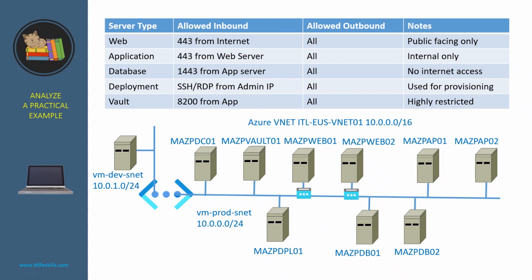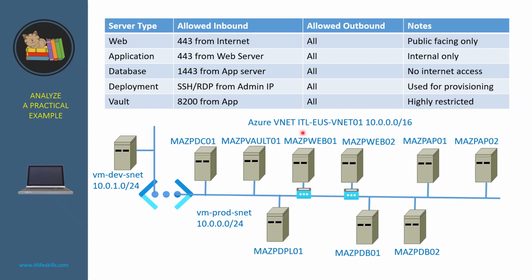Now, let's analyze a practical example. In this network, we have an application that has multiple tiers deployed on multiple servers. And here is the list of network access rules. As you can see, the servers in the application allow all outbound access by utilizing the default outbound security rules.